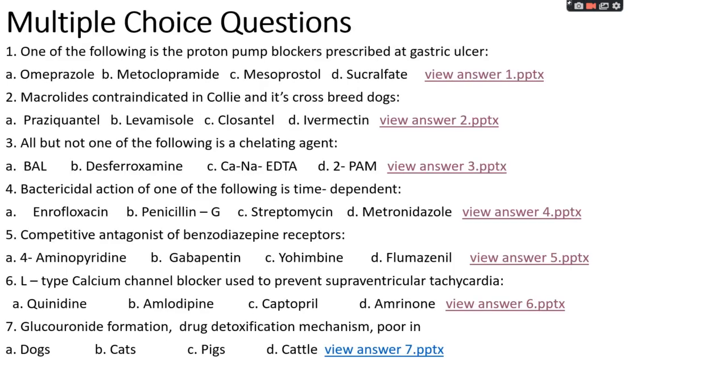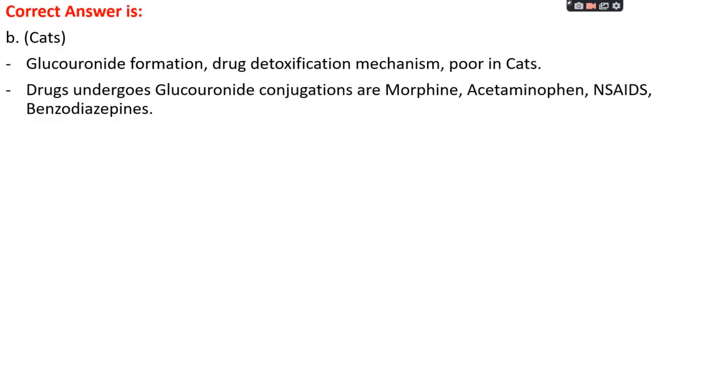Question number 7. Glucuronide formation, a process of drug detoxification, is poor in which of the following? Option A, dog. Option B, cat. Option C, pig. Option D, cattle. The right answer is option B, that is cat. Glucuronide formation, a drug detoxification mechanism, is poor in cats. Drugs that undergo glucuronide conjugation are morphine, acetaminophen, NSAIDs, benzodiazepines, etc.